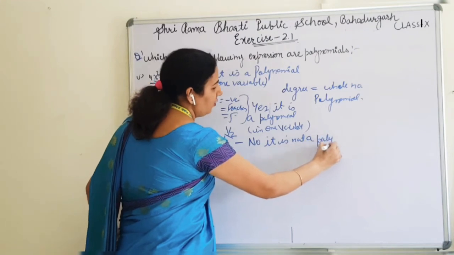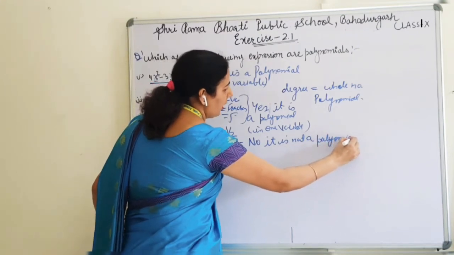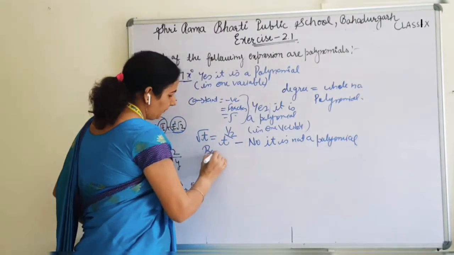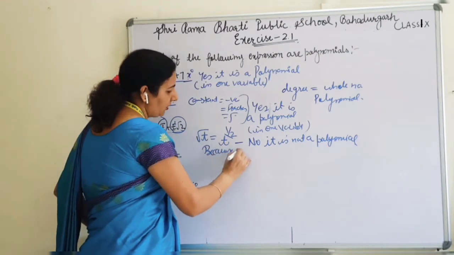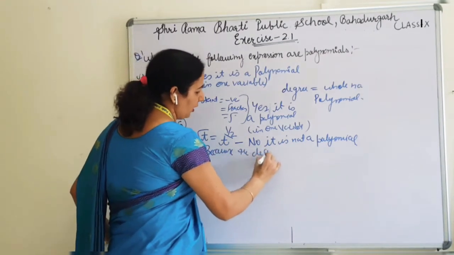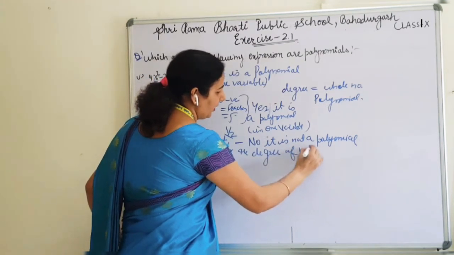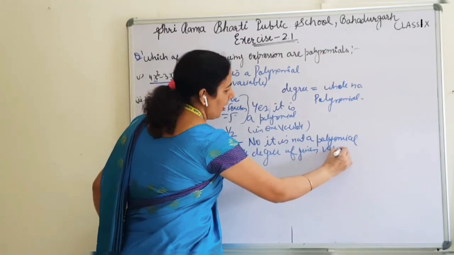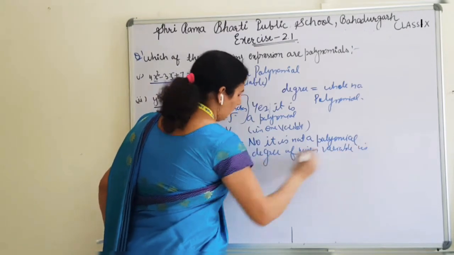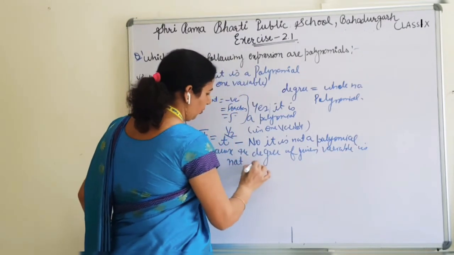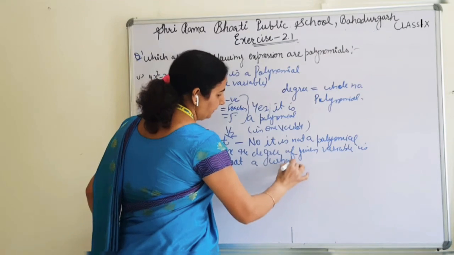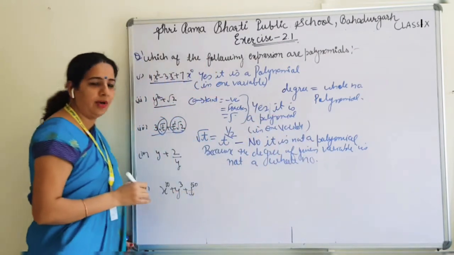And what reason will you write to support your answer? Because the degree of the given variable is not a whole number. So it is not a polynomial.